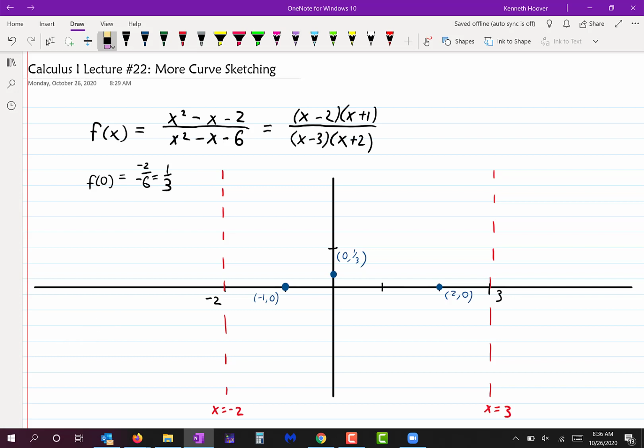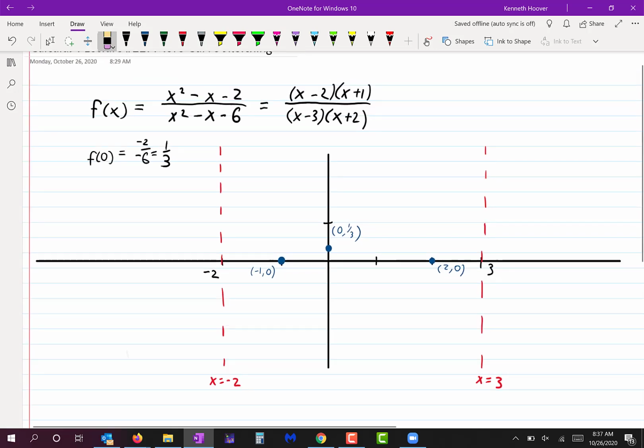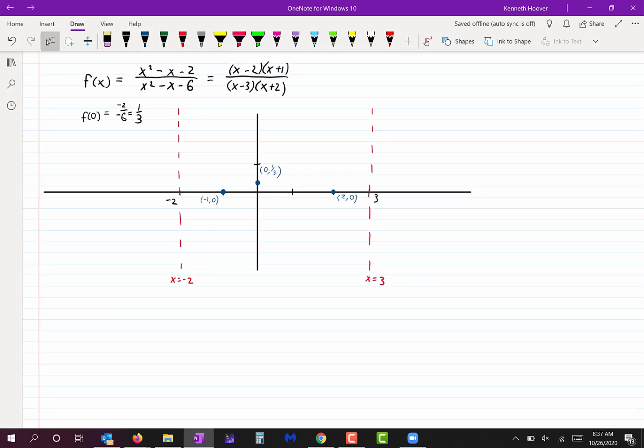Then we will also find any maximums or minimums. We will find the limit of f as x goes to positive or negative infinity. That'll tell us if there's a horizontal asymptote. And we'll see if there's any inflection points. So not that much to do. Let's go ahead and do those.